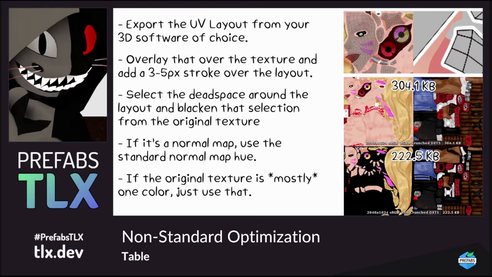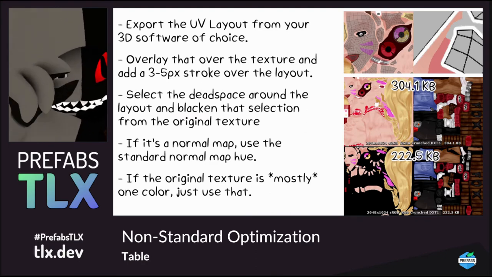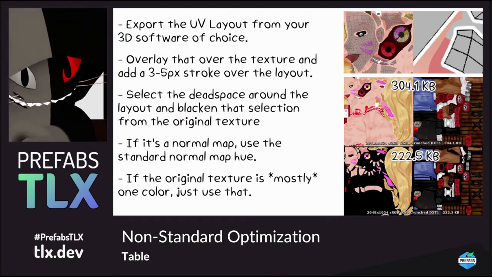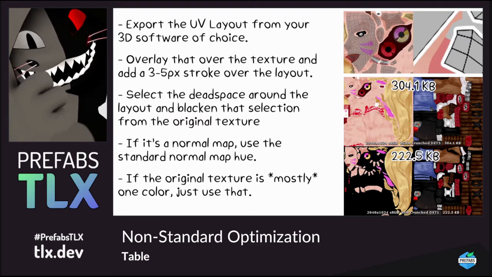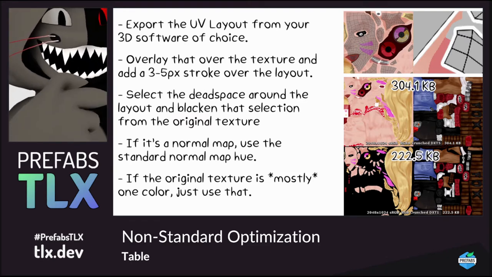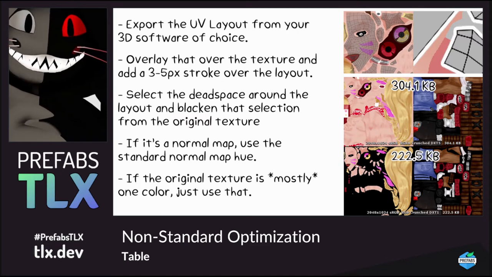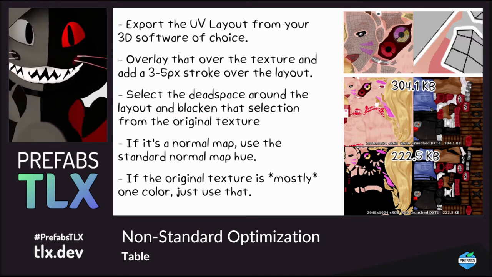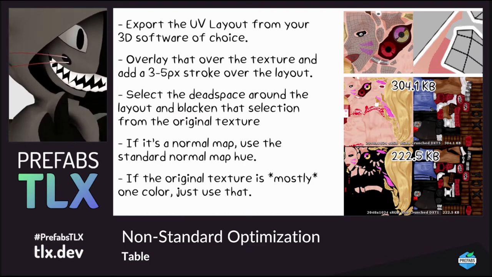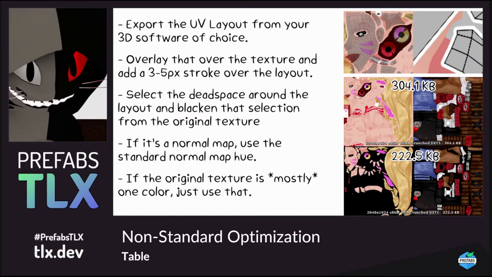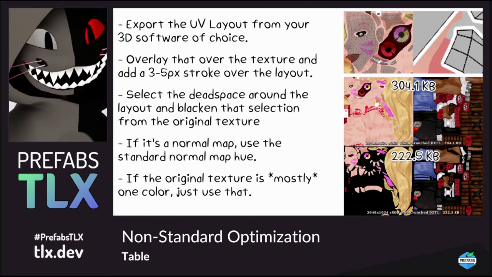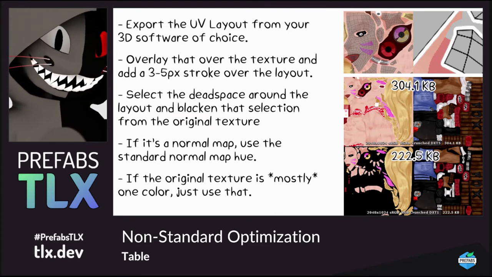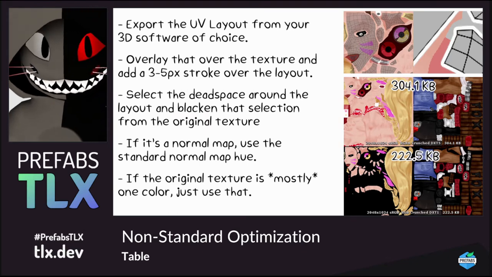open it up in your favorite image editor of choice. Export your UV layout from your favorite 3D editor of choice. Overlay the layout onto the texture and add a 5-pixel border stroke, using whatever effects you can, to ensure the UVs don't sample colors from the area you're going to blacken. Select all the dead space and blacken it. Don't leave all that extra data that is not being used there. Blacken it and shave off a whole bunch of space.